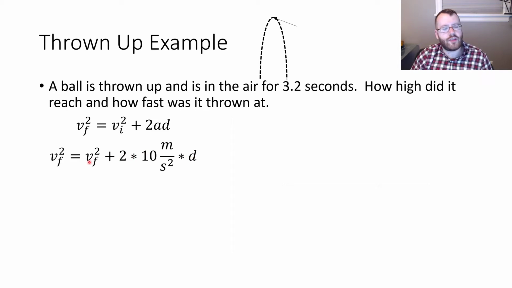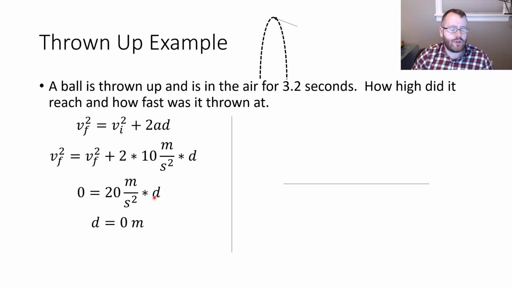And if I was to solve for this, if I subtract both sides by final velocity squared, I would get 0. And then if I was to divide both sides by 20, of course, I would get a 0 displacement. Now, at first, that seems like, okay, obviously you can't do that, that's wrong. But in fact, that is the correct answer.